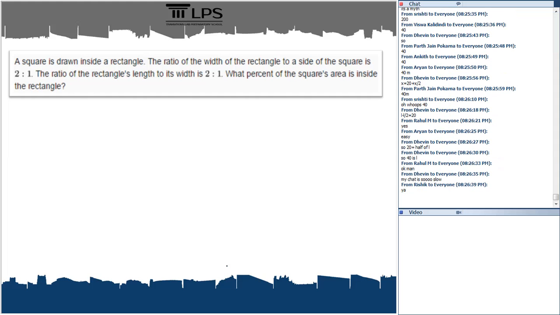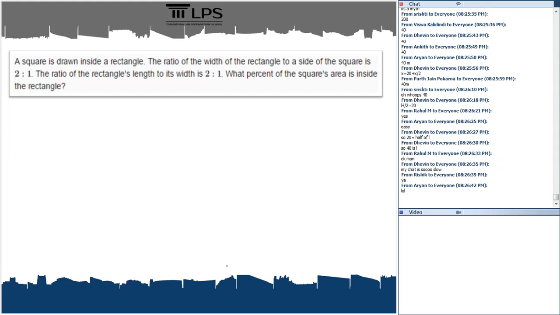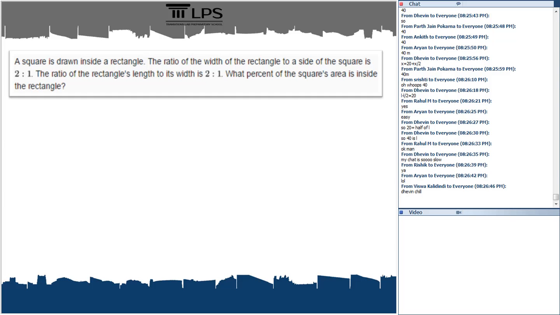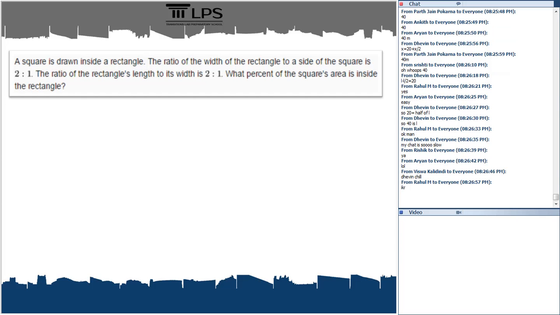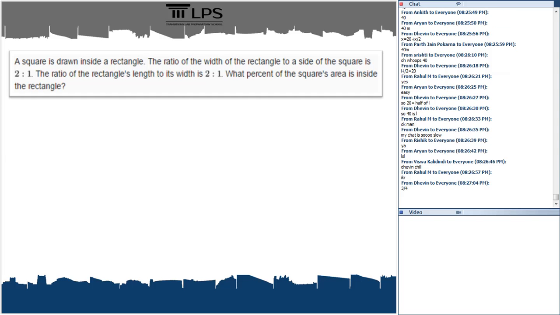Okay, let's look at this question. This is a question that encompasses the ideas that we have done. We did ratio in the beginning, then we did some concepts of rectangle. Can you answer the question on the screen? You would need your pen and paper to work this out.